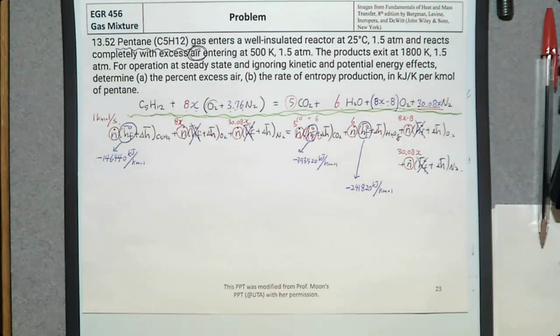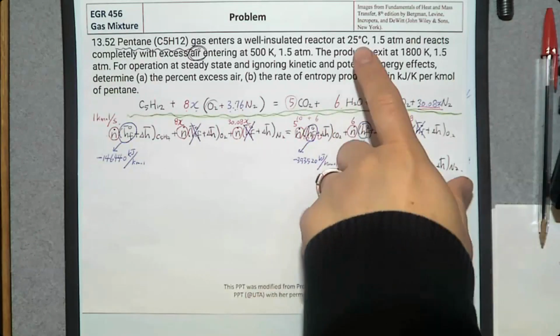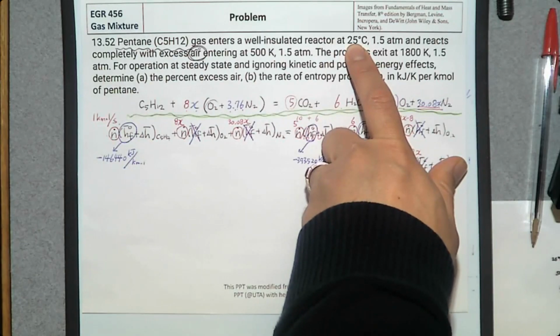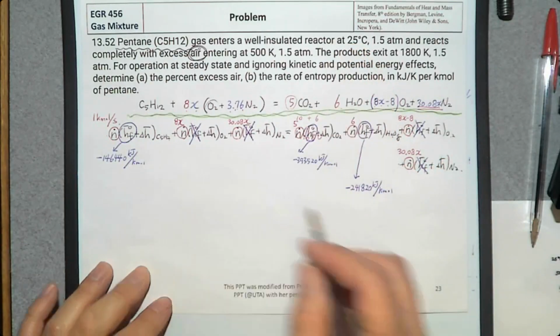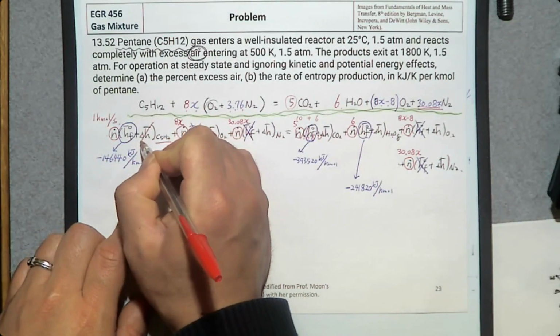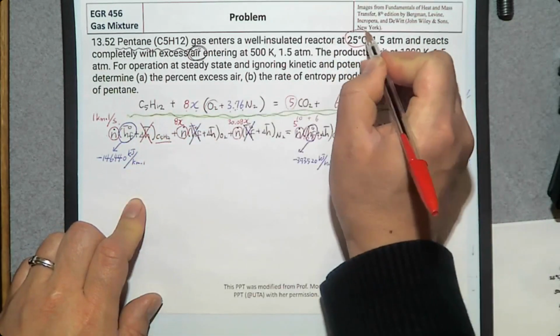Now let's find delta H. Delta H is the difference in specific enthalpy between the standard temperature and the given temperature. So if the substance is at the standard temperature, then we don't have to consider delta H, right? What is the temperature of pentane? 25 degrees Celsius, which is the standard temperature. So we don't have to consider delta H for pentane.